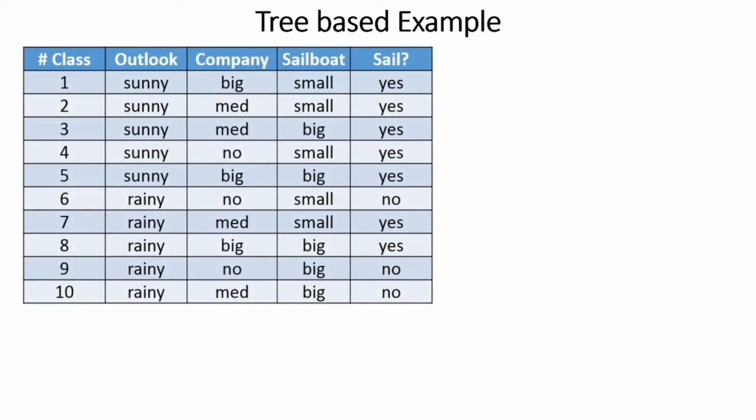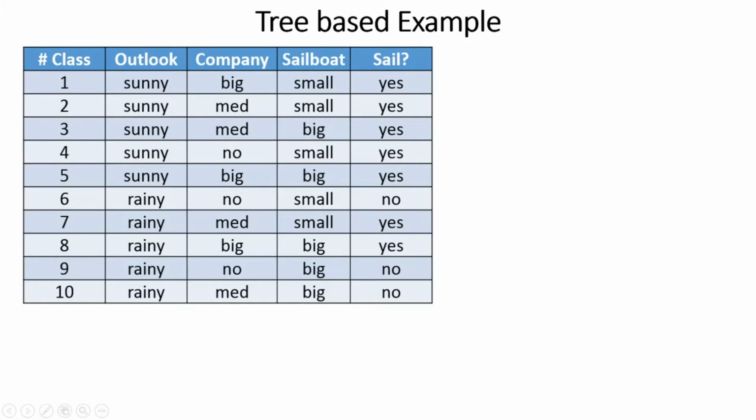Let us understand a tree-based example. To understand this, let us consider a data set. In this data set, you can observe we have 10 observations, 3 independent attributes and 1 target attribute. Target attribute specifies here whether to sail the boat or not.